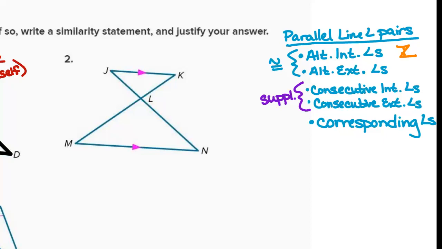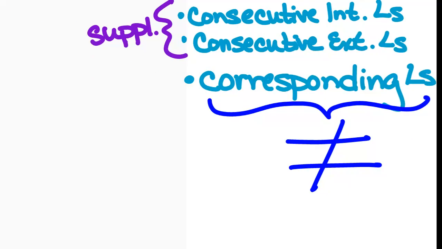And corresponding angles, if you have 2 parallel lines cut by a transversal, our corresponding angles will be on the same side of the transversal, but one would be an interior angle and one would be an exterior angle. It's like those 2 right there.